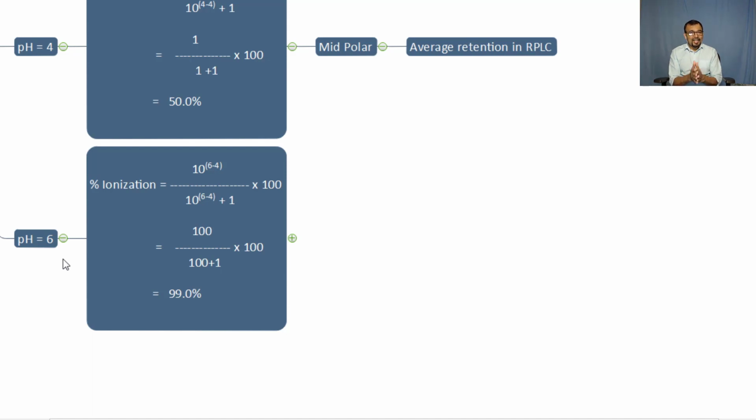Almost 99% of the compound will be ionized. And if it is ionized, what is the form in terms of polarity? It will be mostly polar compound. And as it is mostly polar compound, it will have the poor retention time.